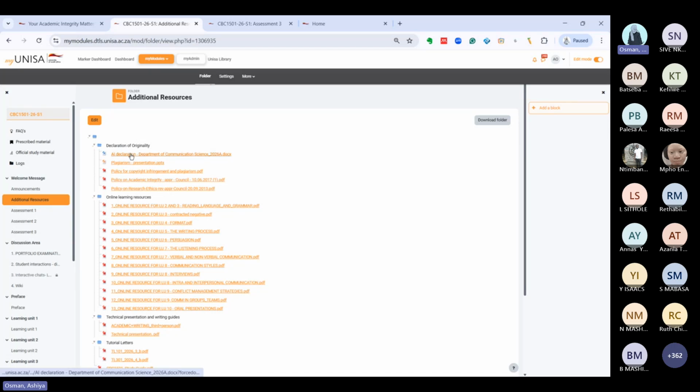We have a new declaration. It's important for you to submit with your portfolio exam, all right? Not for the MCQs. You have to download it here. It's in Word format and you need to fill it in. But we will discuss it later when we're closer to the portfolio exam, but you can download all these resources already. We tell you all about plagiarism and everything.